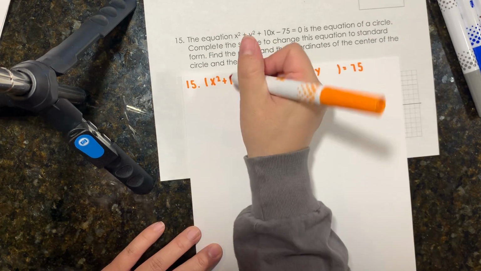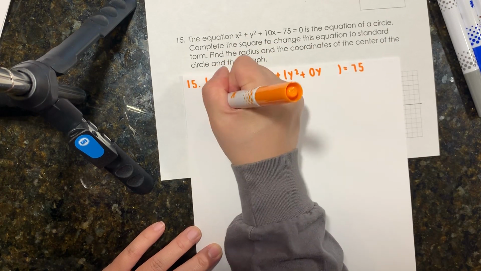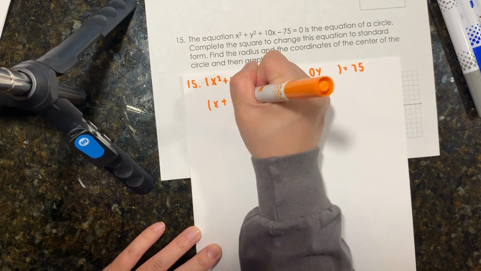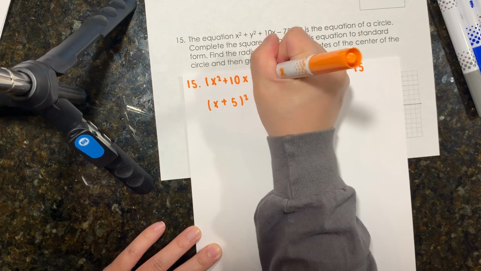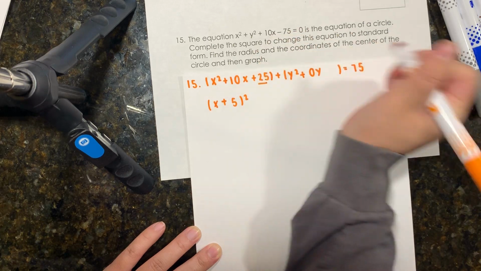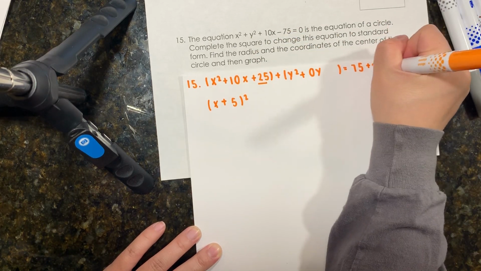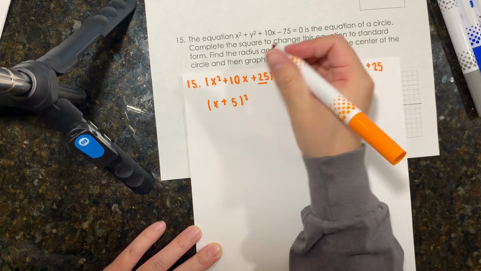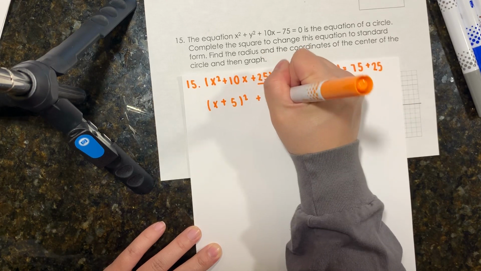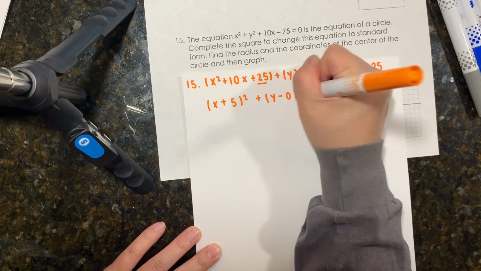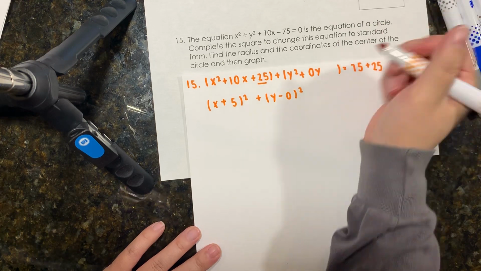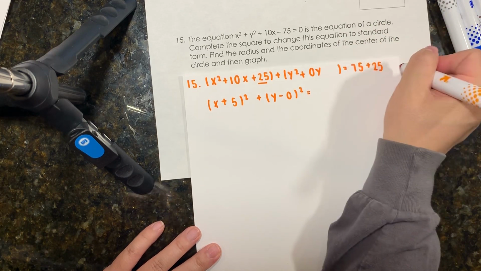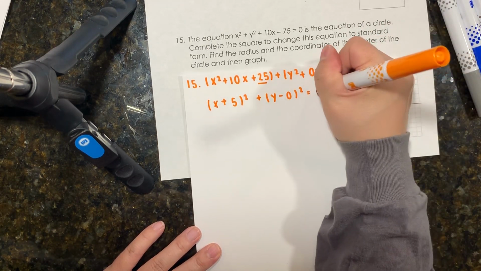Now we're going to complete the square. So half of 10 would give me 5. When I square that, I get 25. And remember, whatever I do to the left side, I have to do to the right side. Half of 0 is just 0. So that would be y minus 0, squared. Add 0 to both sides. 75 plus 25 is 100.